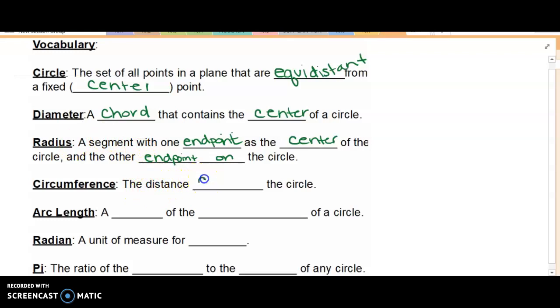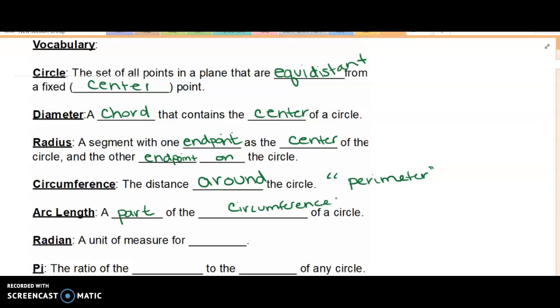The circumference is the distance around the circle. A lot of people like to think of it as the perimeter of the circle. So if you're walking around the circle, that'd be the circumference. Arc length is a part of the circumference. So how far are we going? We may not be going all the way around, which would be the circumference. Maybe we're going a fourth of the way around. So we'd find the arc length of that arc.